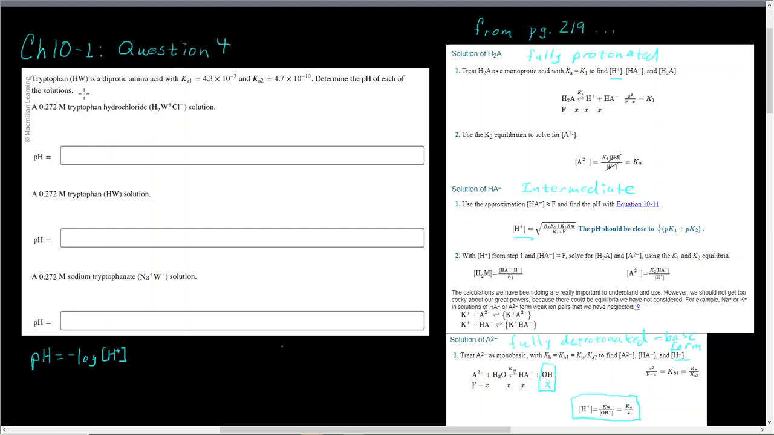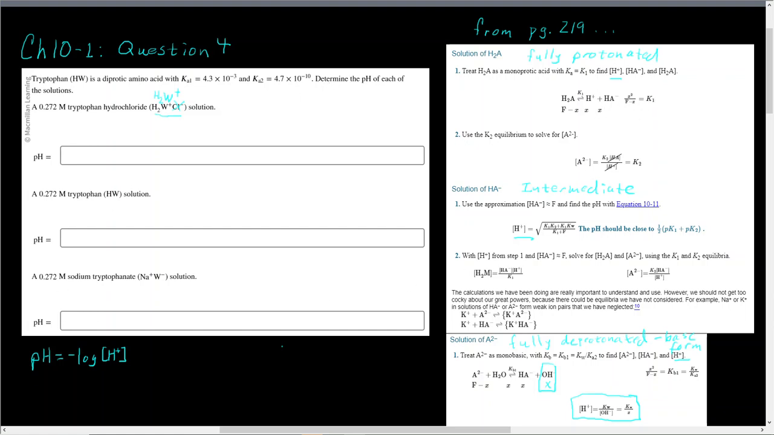So we've got tryptophan hydrochloride, so that's an H2W plus Cl minus. So this is a salt. The Cl minus doesn't affect the pH of the solution. So basically, this is one of those fully protonated acid forms. We've got 2 protons that we could donate. W is our 1-letter symbol for the amino acid tryptophan. So we have these two Kas. All right, so we're working in this form.